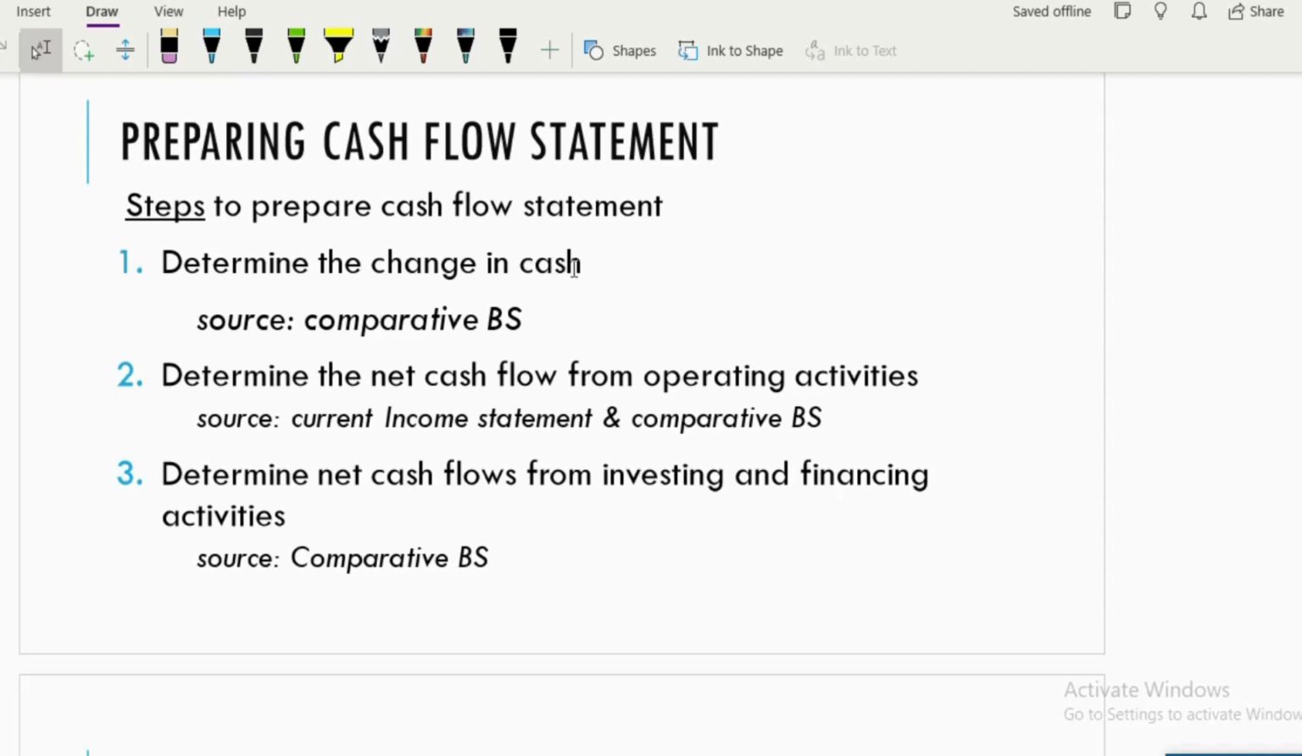How do you do that? Check last year's cash balance in the balance sheet and the current year's cash balance in the balance sheet and find out how much difference there is. Then calculate the cash flow from operating activities. How do you do that? By checking the income statement and the current assets and current liabilities from the comparative balance sheet. Then you prepare the investing and the financing activity sections, and you need the comparative balance sheet for that.